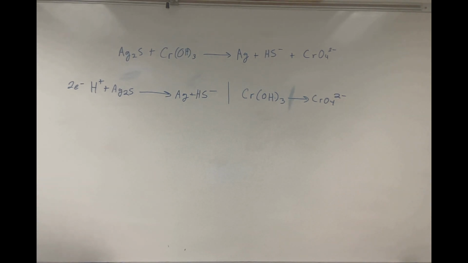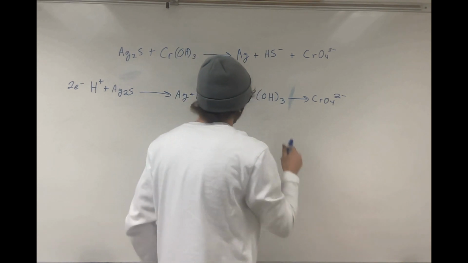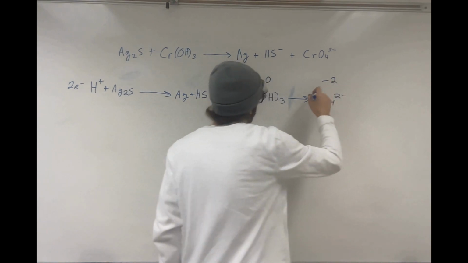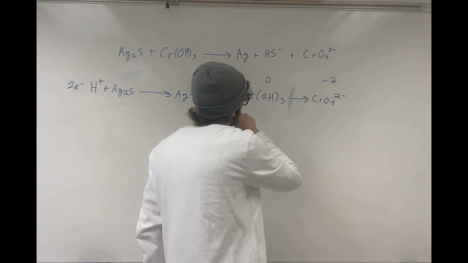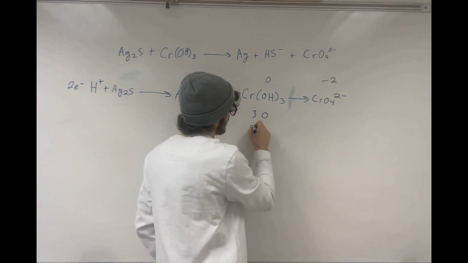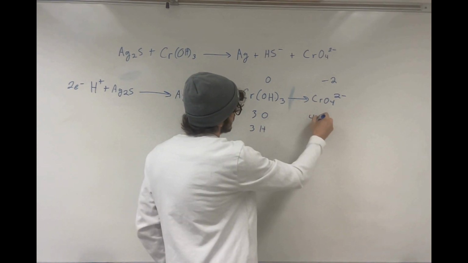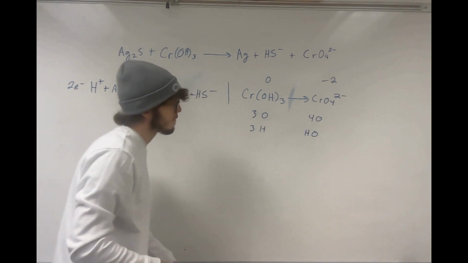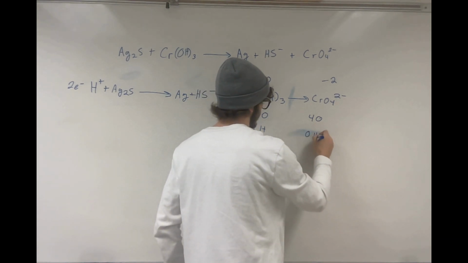Now let's balance the other side. So this one is going to be very tricky. So we go from a 0 charge to a -2 charge. And we have 3 oxygens here. So we have 3 oxygens and we have 3 hydroxides. On this side we have 4 oxygens and 0 H's.